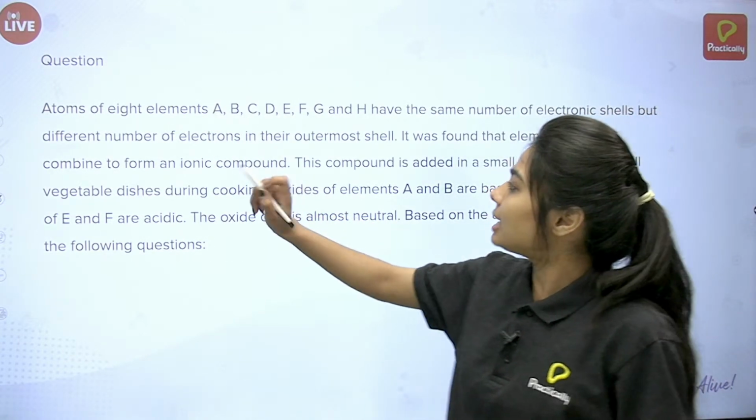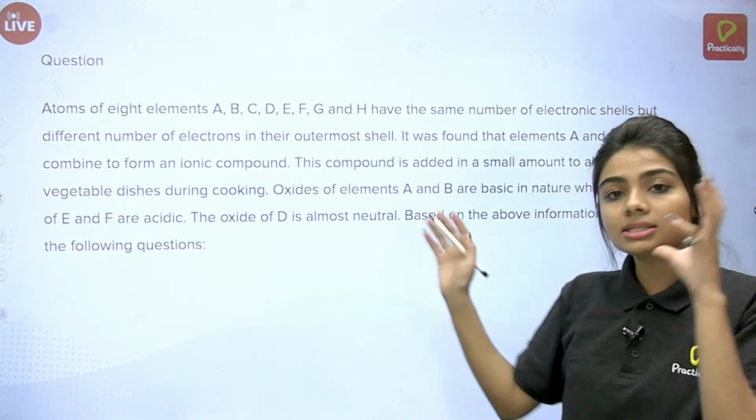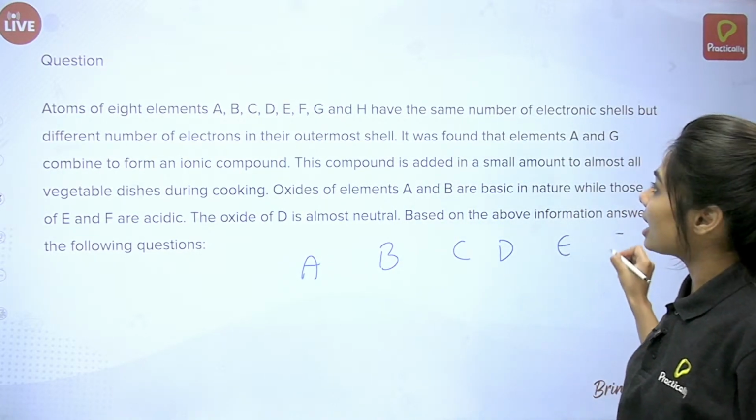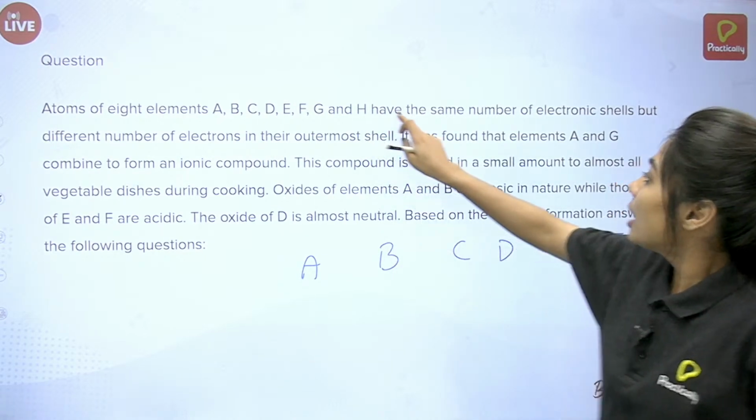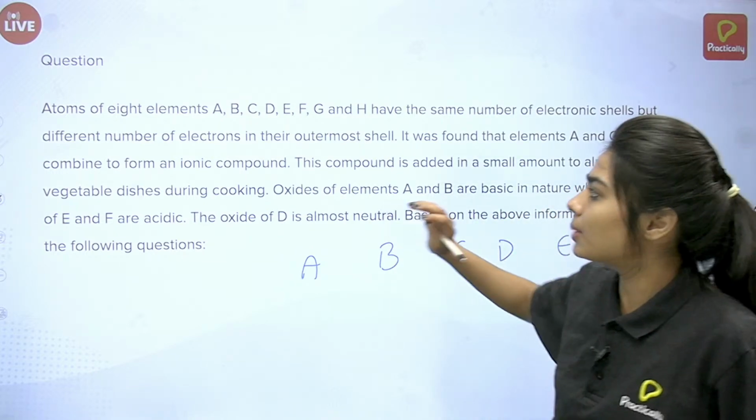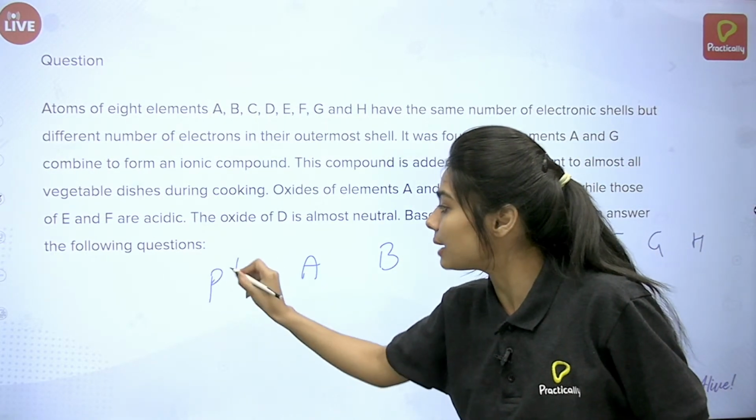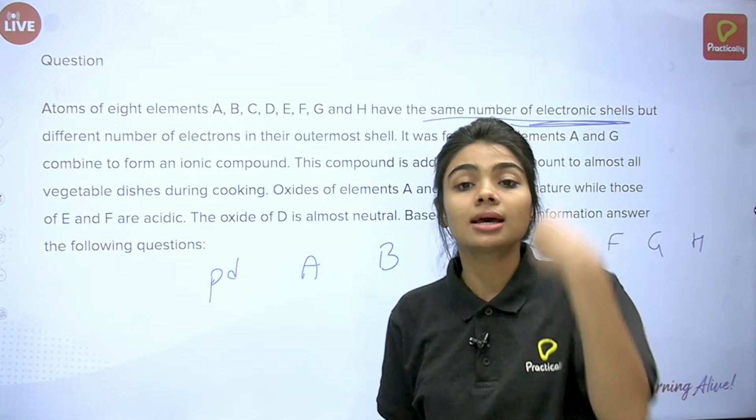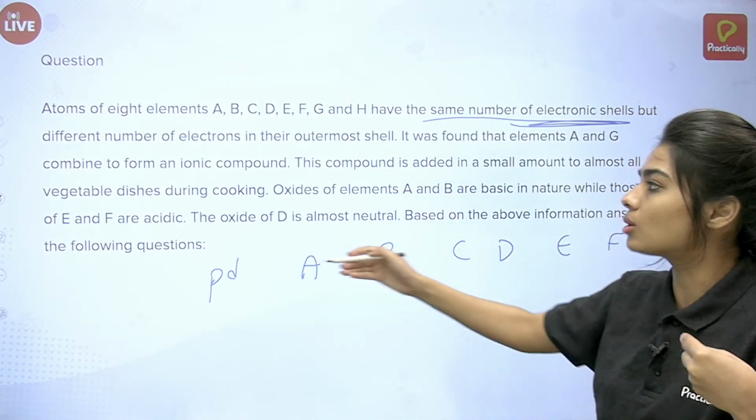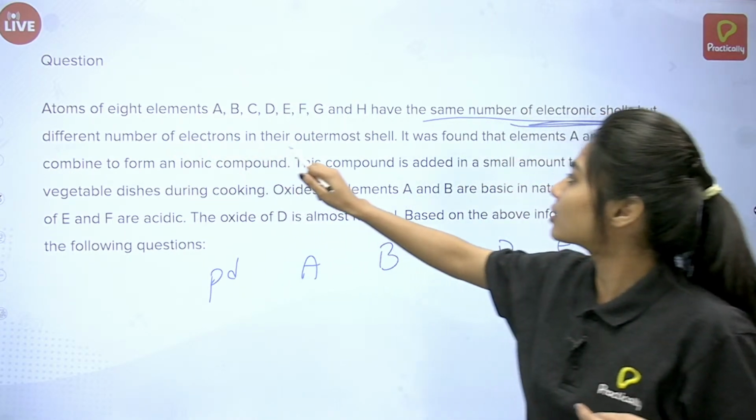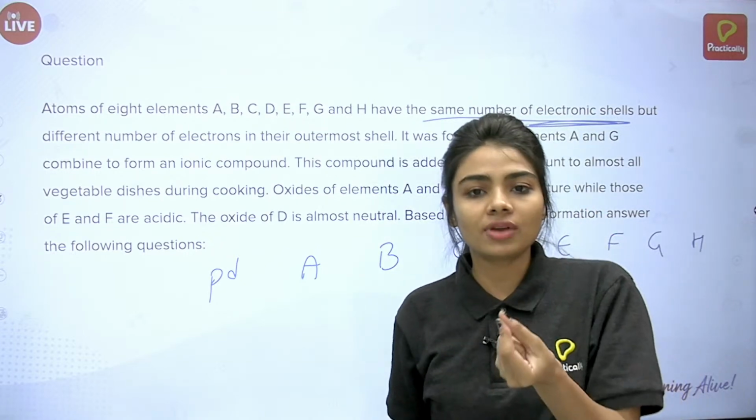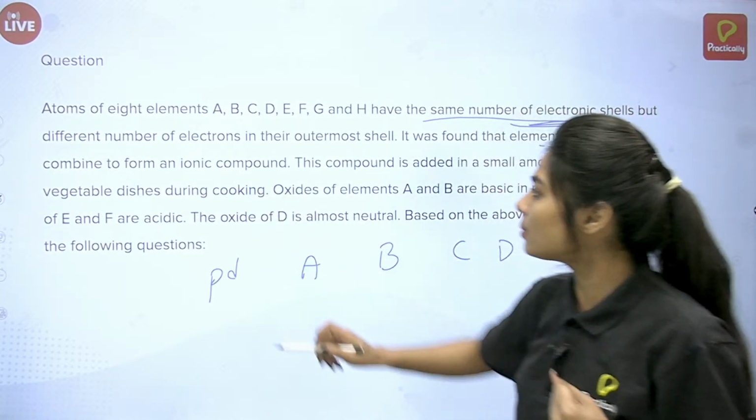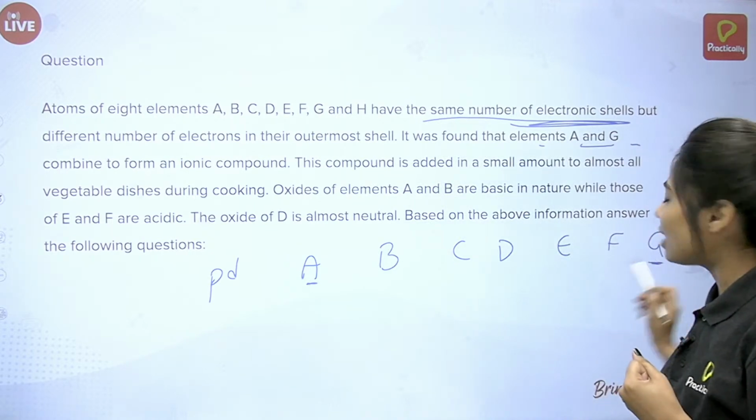Now, atoms of 8 elements A, B, C, D, E, F, G, H. Now, listen to this very carefully. So, we are having 8 elements A, B, C, D, E, F, G, H. They have the same number of electronic shells but different number of electrons. That means they all lie in the same period, because it is written over there. They have the same number of electronic shells. That means they are having the same number of shells. That's why they belong to the same period. Now, different number of electrons in the outermost shell, that means the valence electrons are different. It was found that elements A and G combine to form ionic compound. So, A and G are forming ionic compound.